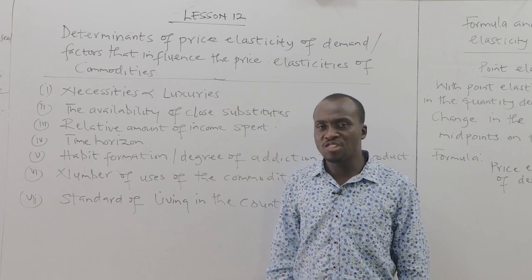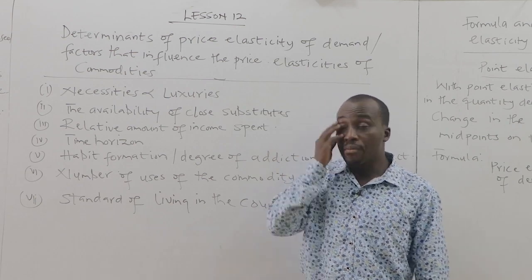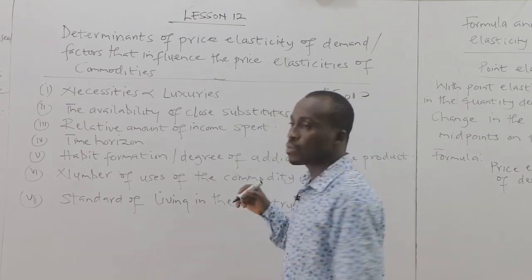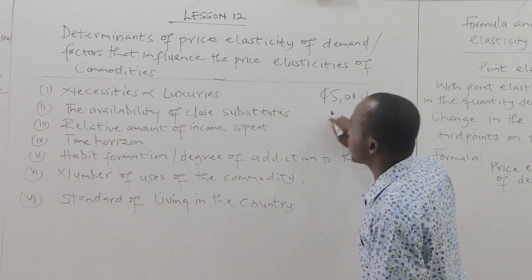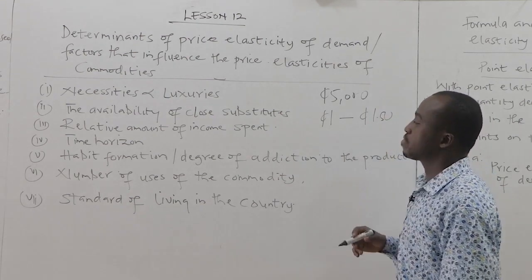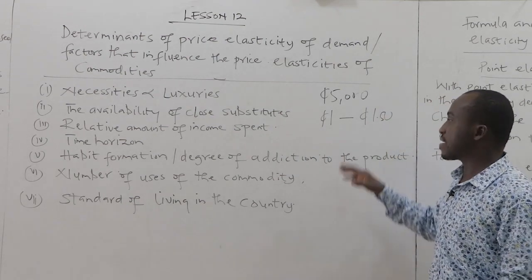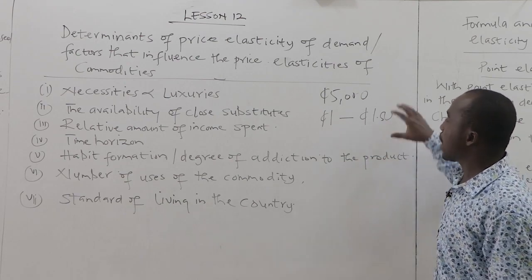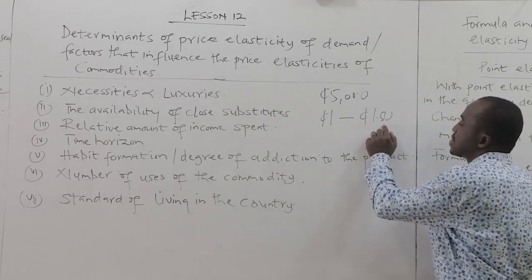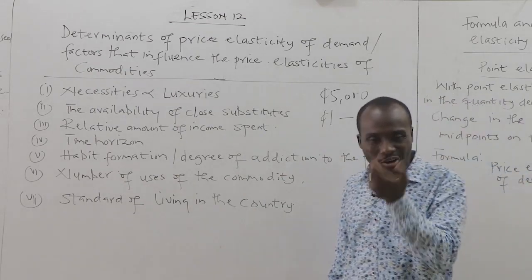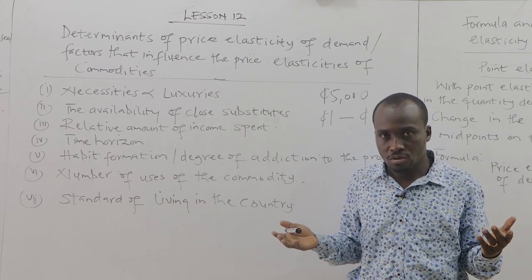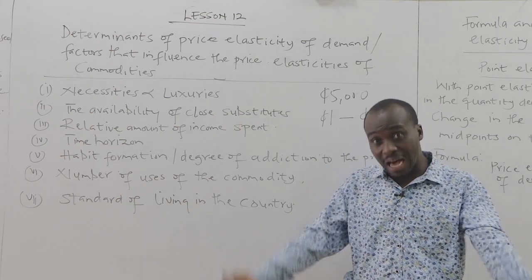Another factor is the amount of income spent: how much of your income do you spend on the commodity? Let's assume that somebody earns 5,000 Ghana cedis, and he's going to buy a pen. The pen was 1 cedi, now the pen is 1 cedi 50 pesewas. You see that the price has increased from 1 cedi to 1 cedi 50 pesewas. But the person earns so much money, the salary is so large, that these 50 pesewas constitute a small chunk of his income. What is 50 pesewas to somebody who earns 5,000? It's negligible. So he will not even notice that the price has gone up.